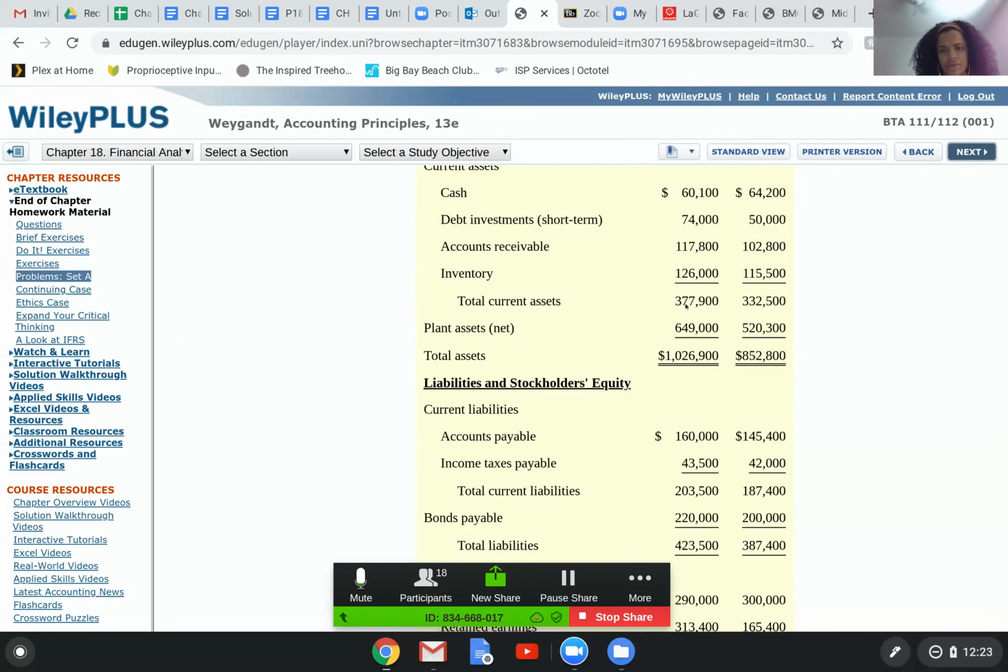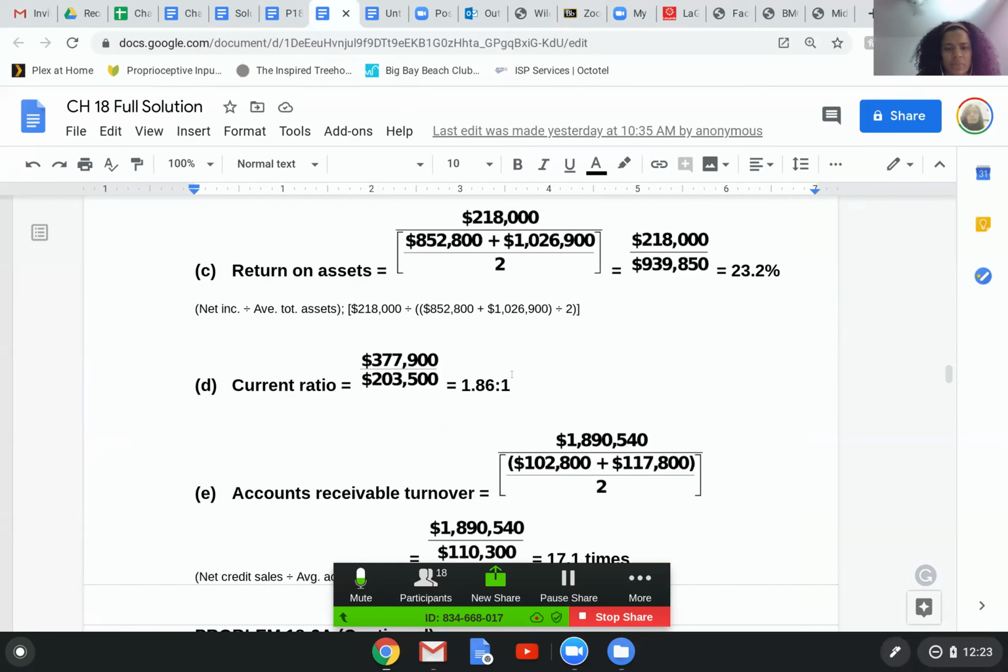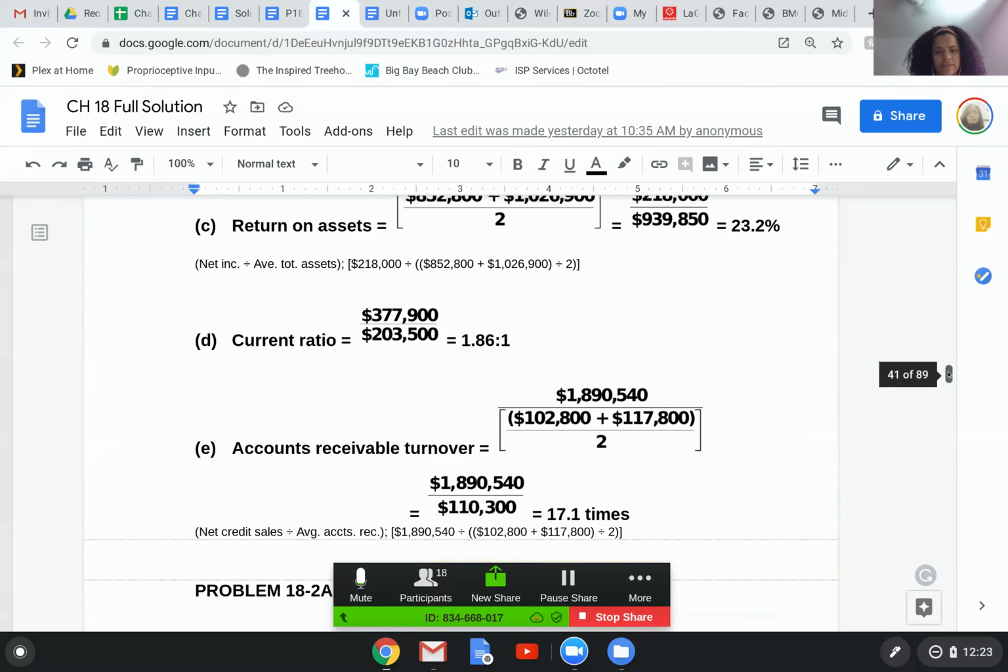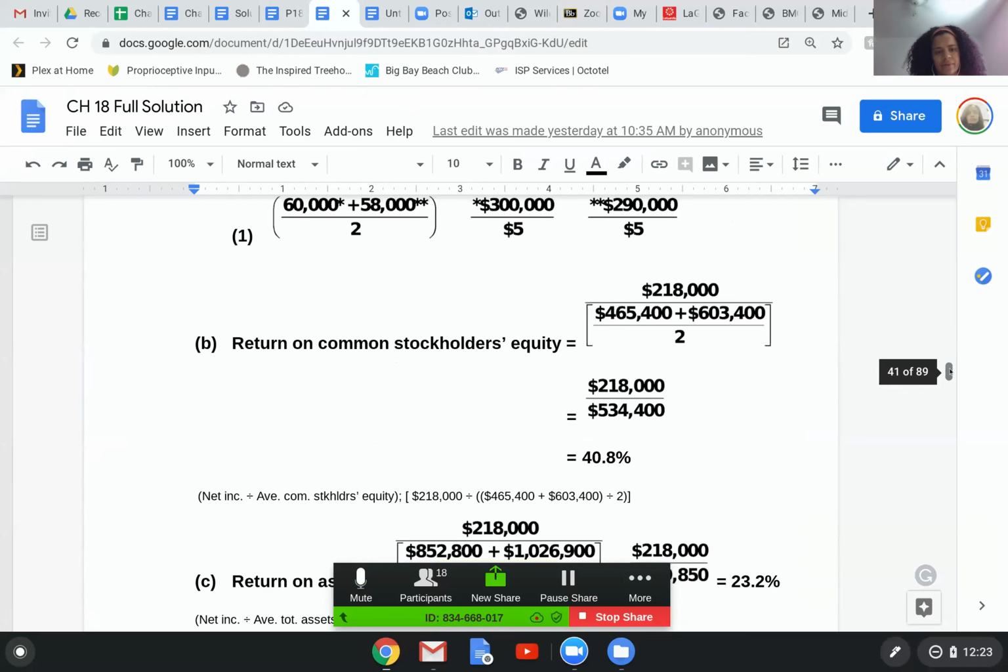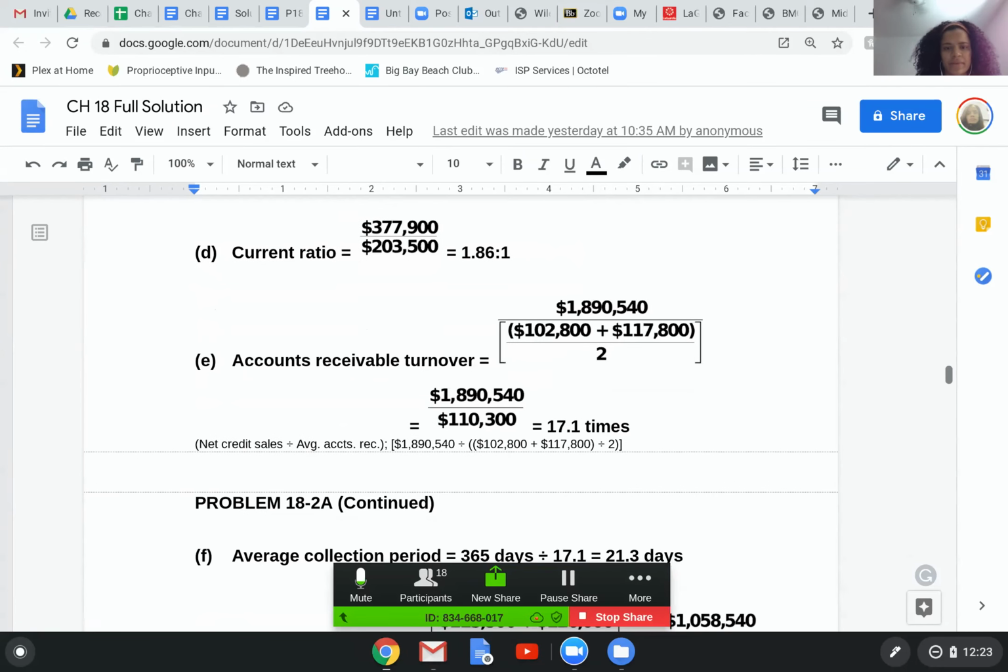Let me just go back and show. So that's current assets divided by 203,500. So it's 1.86 to 1. For every dollar of liabilities, the company has $1.86 of current assets. And normally we're aiming for at least 2 to 1, so they're kind of okay. They're almost there.